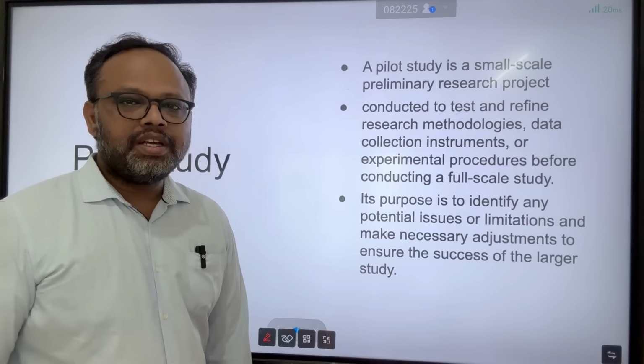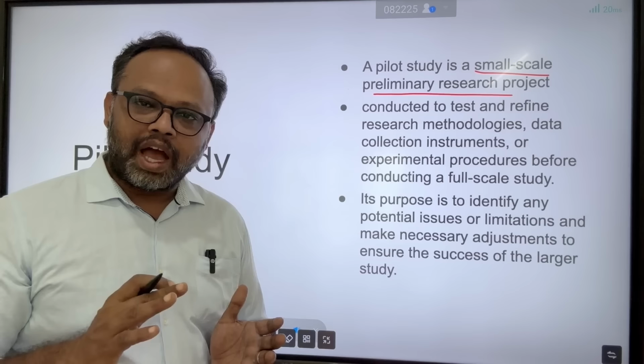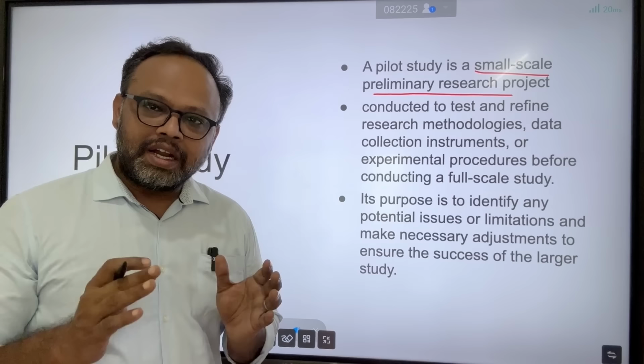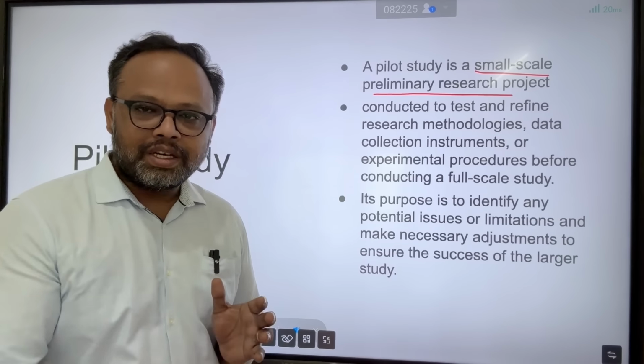Basically, pilot study is a small scale preliminary research project which we do after all the required approvals before the start of the study. It is kind of trial of the research, so that we will correct and we will do the main research after that.